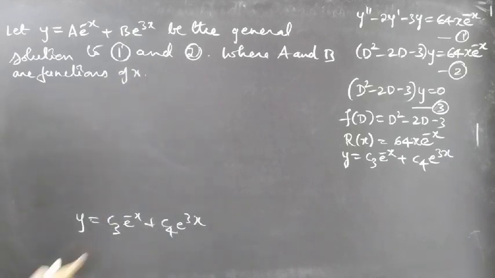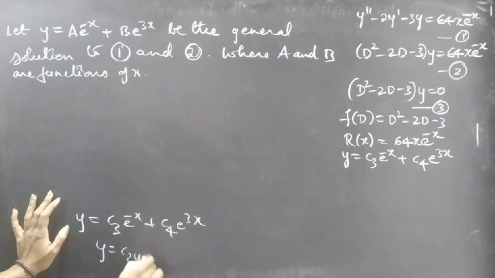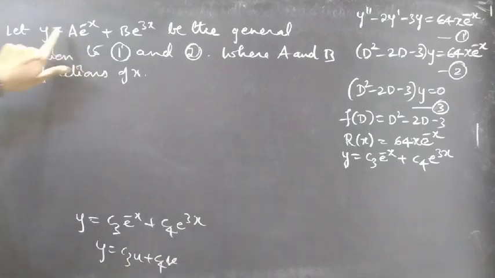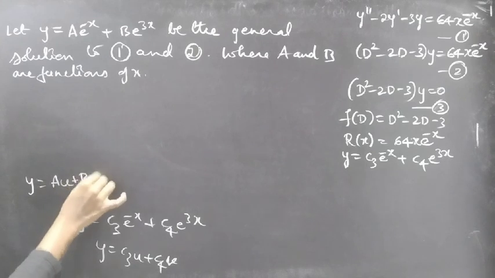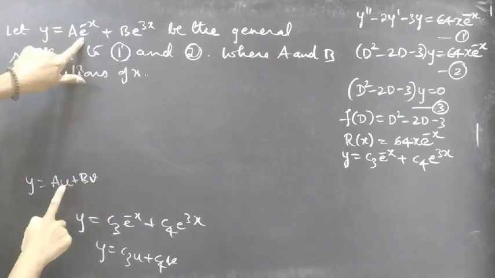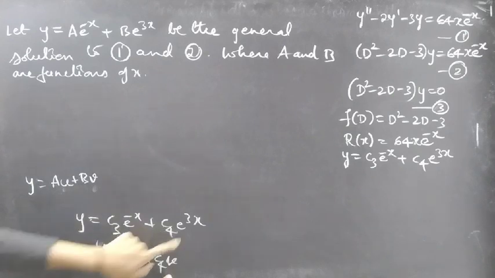Now, we can compare the solution to the homogeneous equation, y equal to c3 u plus c4 v, with the general solution, y equal to a u plus b v, so that we get u and v, where u is e power minus x and v is e power 3x. See? u is e power minus x and v is e power 3x.